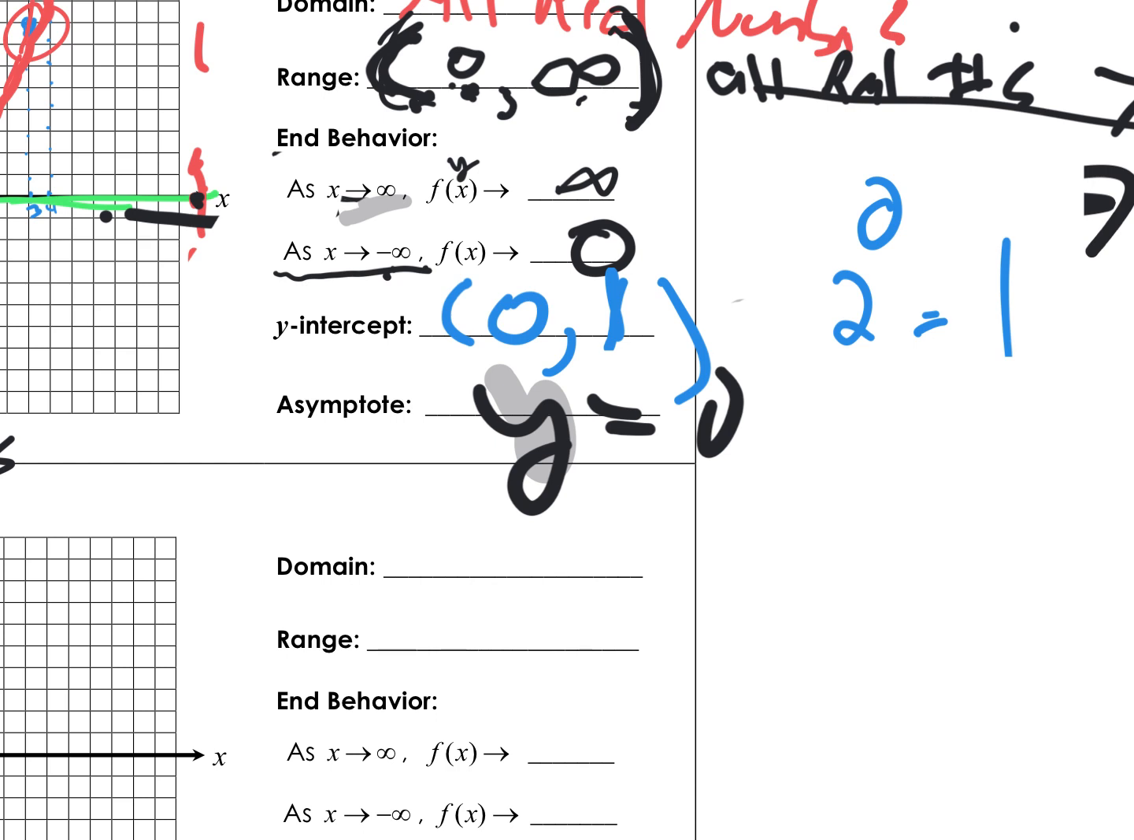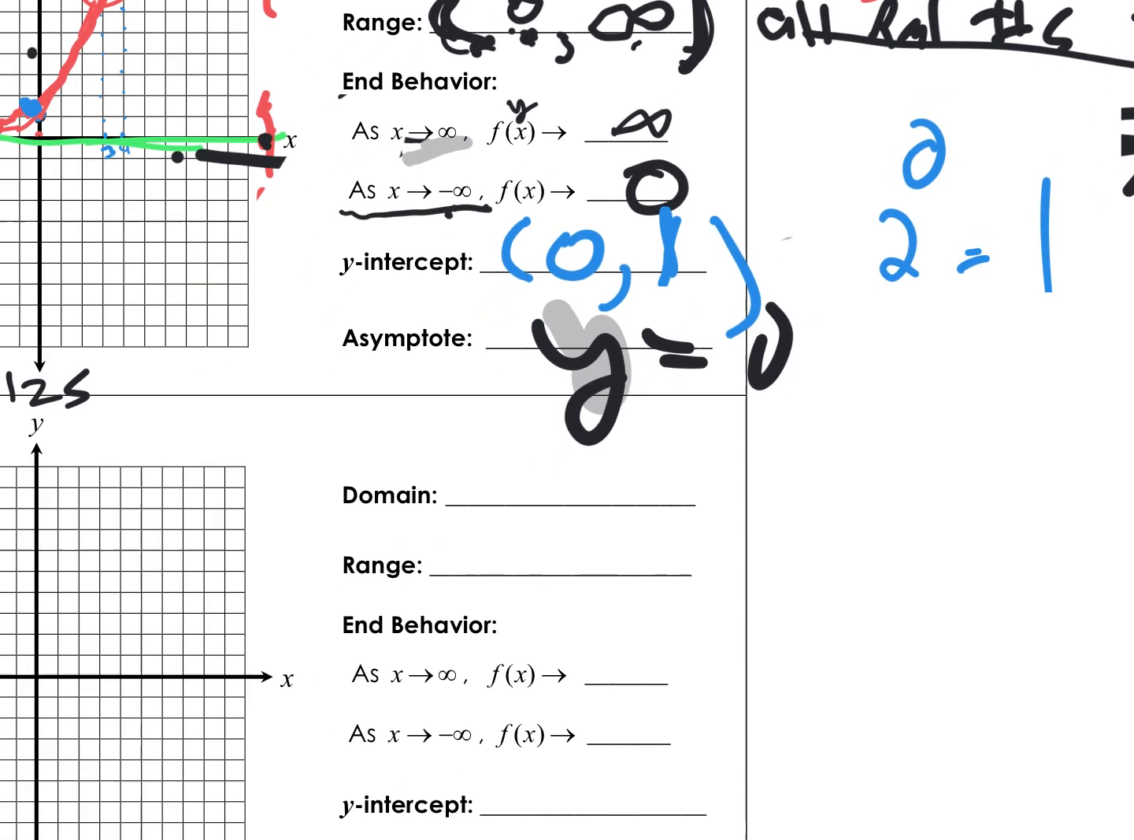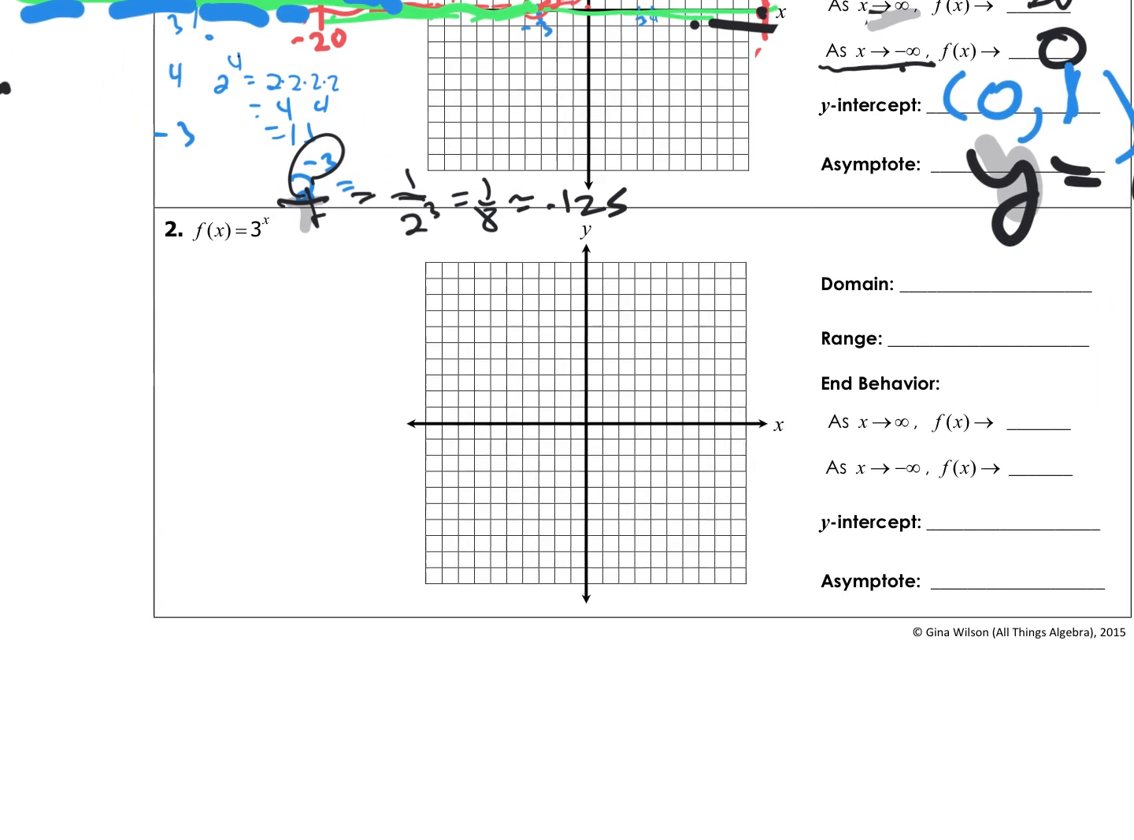He didn't ask for it. I wonder why. Why doesn't it have one? It cannot touch the x-axis, can it? It's undefined, exactly. All right, so there's your first basic one.